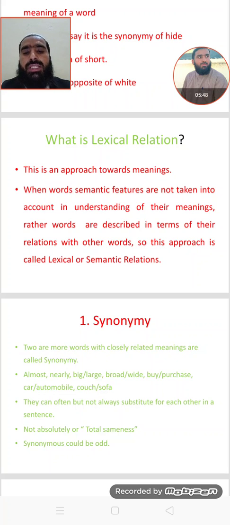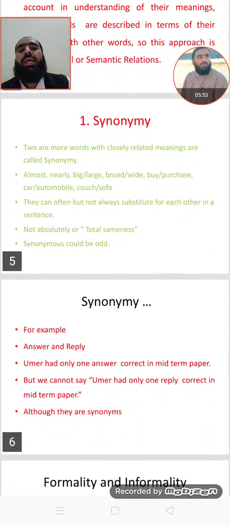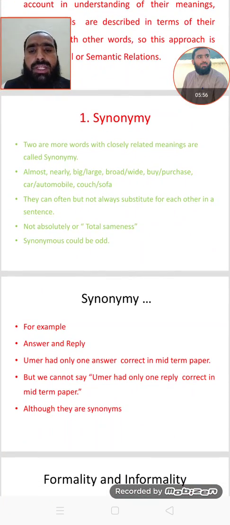So this approach is called lexical relation or semantic relations. The first component in semantic relation is the synonym relation, the fact of expressing the same meanings of two words, or two terms, or more than two terms. Synonymous means two or more words with closely related meanings are called synonyms.